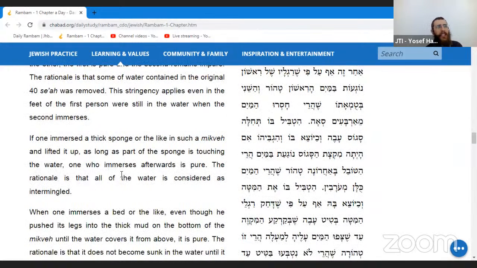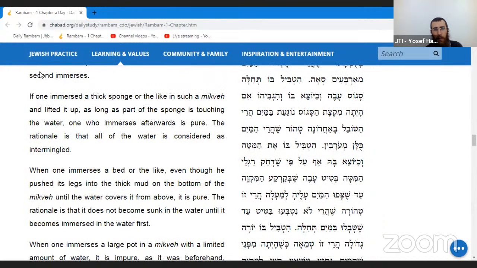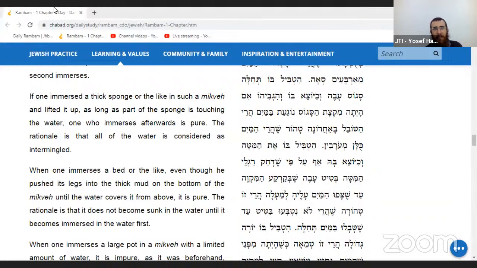This stringency applies even if the feet of the first person were still in the water when the second person immerses. So you might say that as long as the first guy is not completely out, any water that's on his body is considered like it's still in the mikveh. But we don't say that. Whatever has left the mikveh has already left the mikveh, and therefore the second person does not have 40 sa'ah, he doesn't have a kosher mikveh.